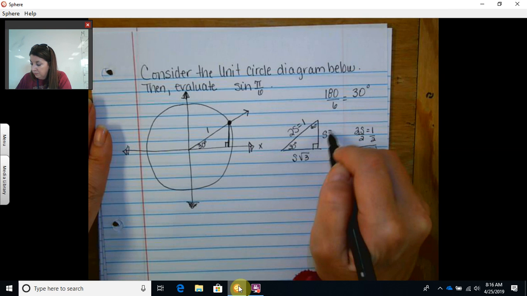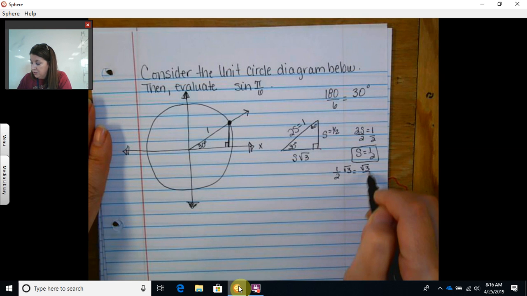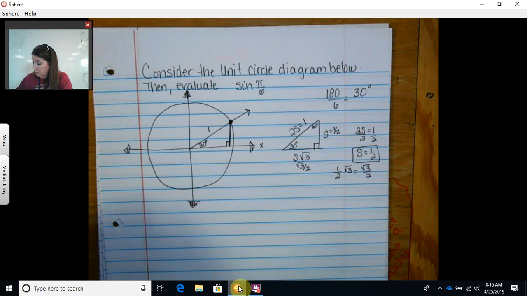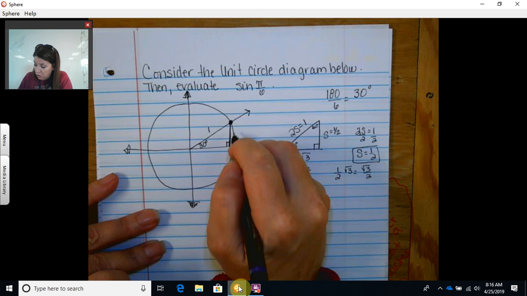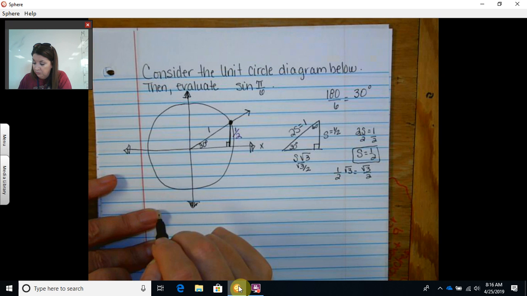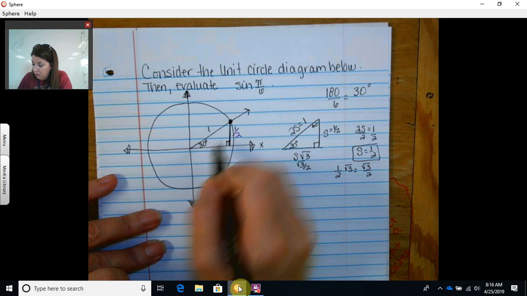And then what is 1/2 times the square root of 3? Square root of 3 over 2. So the middle side is the square root of 3 over 2. So back in our unit circle, the side across from the 30-degree angle is 1/2. It's your shortest side because it's across from the smallest angle. We know the hypotenuse is 1. And then the side across from the 60-degree angle is square root of 3 over 2.